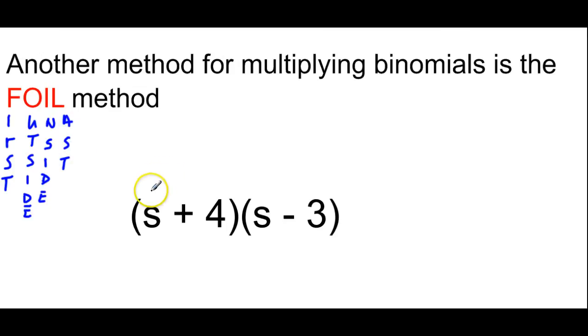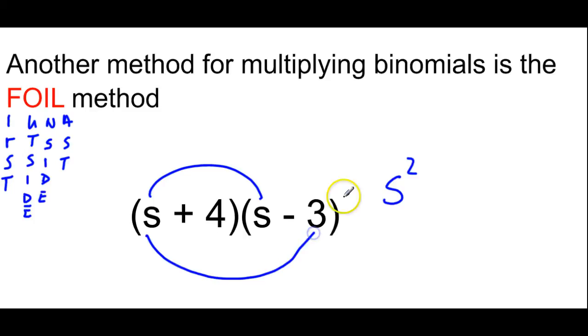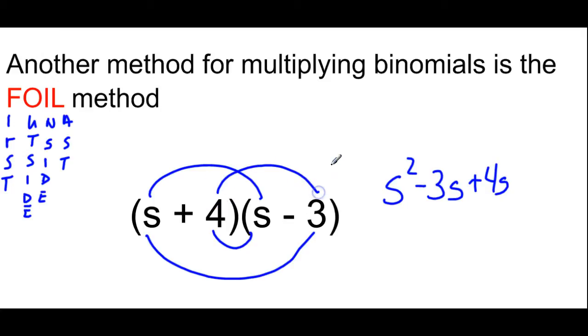Okay, and this is how this works. Ready? The first term of this binomial times the first term of this binomial gives me s squared. The terms furthest on the outside give me minus 3s. The terms closest to the inside give me positive 4s. And the last term of this binomial times the last term of this binomial gives me negative 12. Check to make sure if they have any like terms.